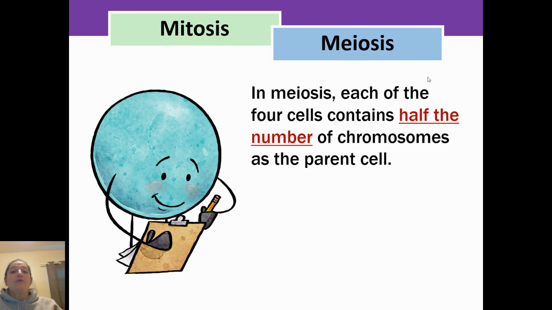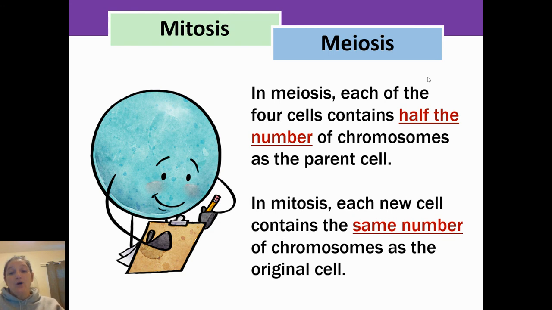In meiosis, each of the 4 cells contains half of the number of chromosomes as the parent cell, but in mitosis, each new cell has the same number. So remember, mitosis, which we talked about first last week, makes identical cells. They're all identical with the same number of chromosomes. Meiosis, however, makes those haploid cells, which means we are going to only have half of the number of chromosomes as in the parent cell. So a few differences already. Meiosis divides twice and we make 4 cells. Mitosis divides 1 time and we get 2 cells, and those cells are identical to the parent.